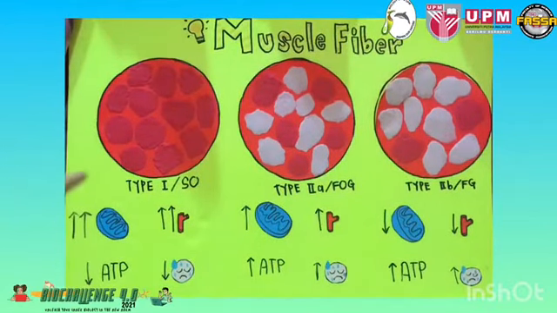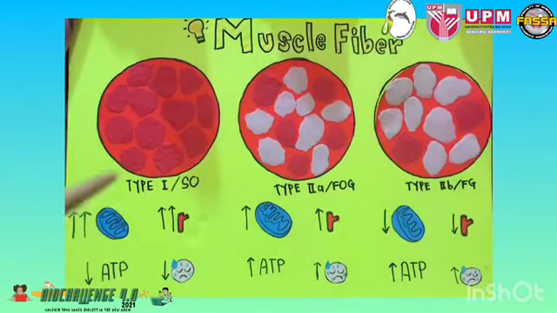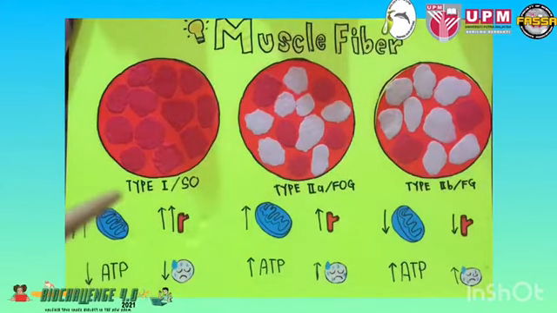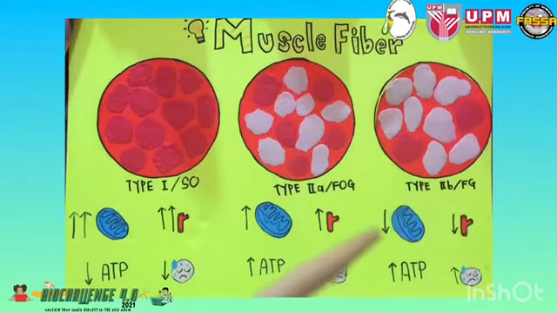The first difference is in the content of mitochondria. The myoglobin stores the oxygen needed by the mitochondria. For type 1, as the myoglobin is high, the mitochondria content is also high. For type 2A, it is also intermediate. For type 2B, it is low.